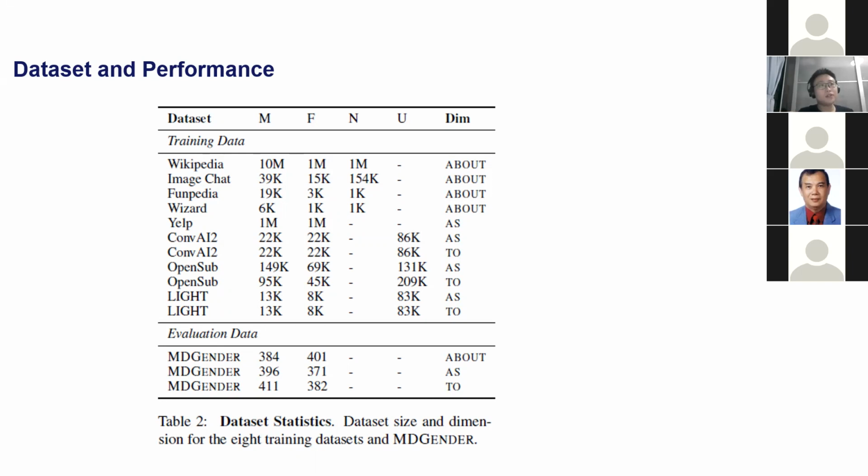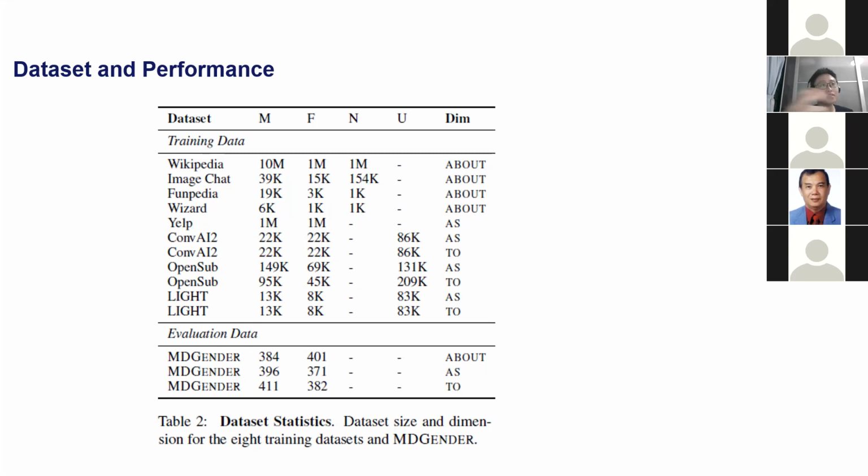And as for the as dimension, Yelp is this restaurant review website. You can review restaurants on that website. So when people write reviews on Yelp, sometimes you can know whether they are writing as a man or as a woman. So they took this data set from a previous work, and they use it as training data for the as dimension.